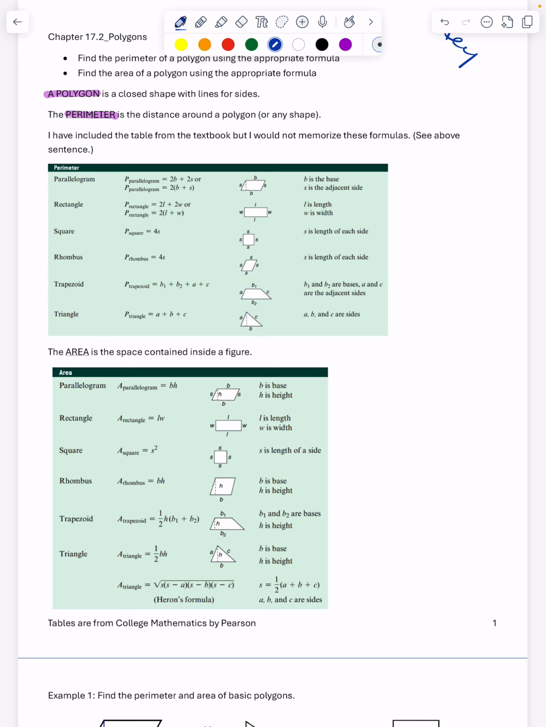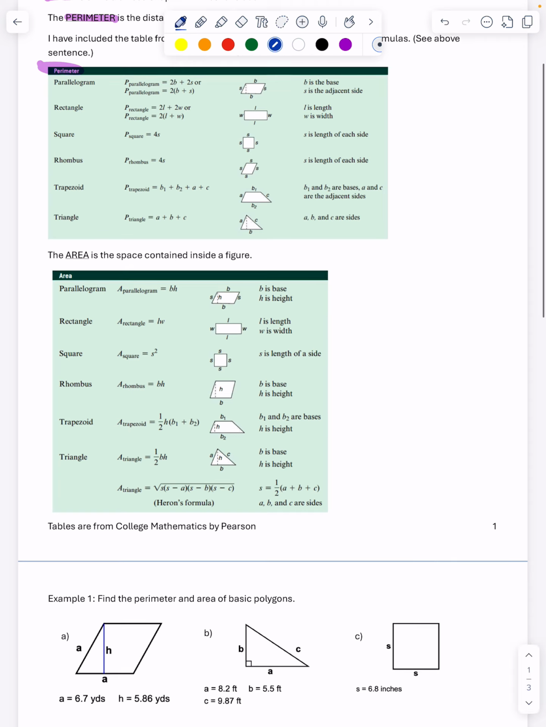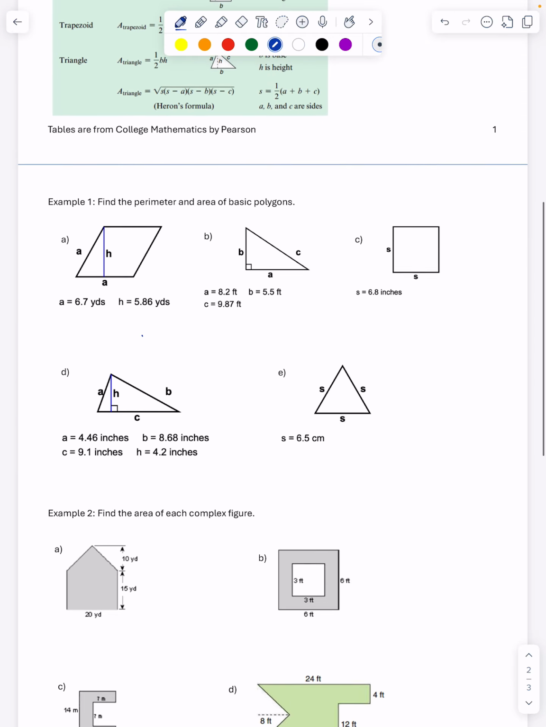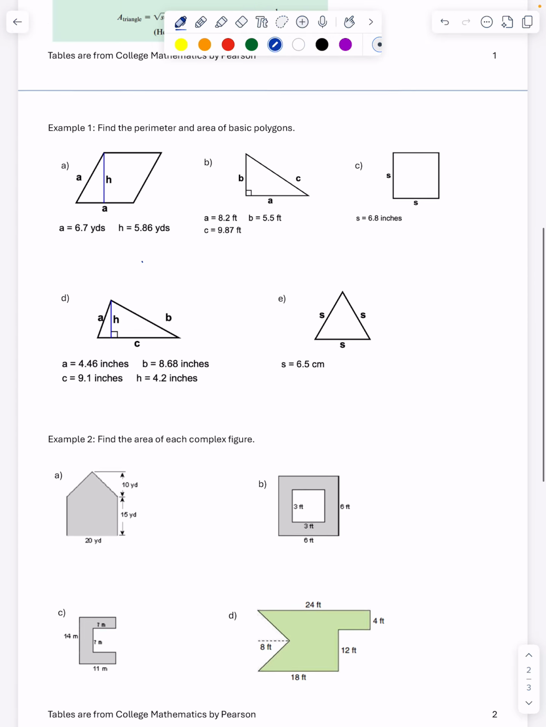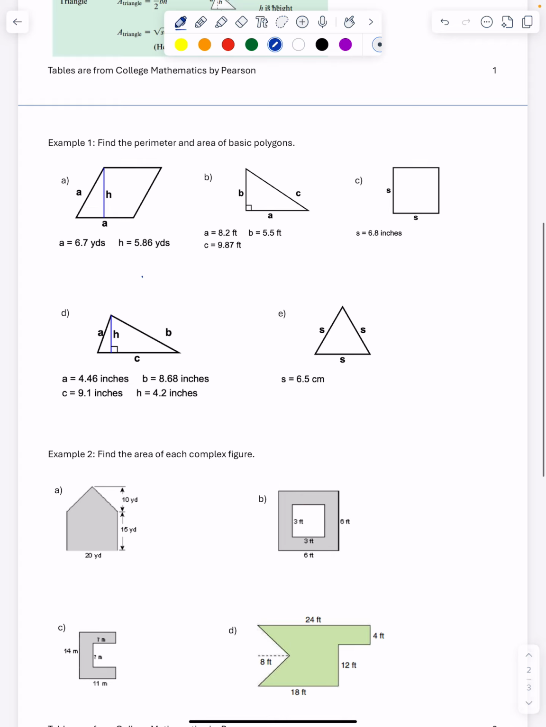Now the textbook has this table with formulas for perimeter. Bottom line, you're going to add up all the sides. So those formulas are not as important as the ones for area, which is the table underneath. So we are going to do this separately. We're going to do example 1 first. Examples are basic quadrilaterals or polygons.